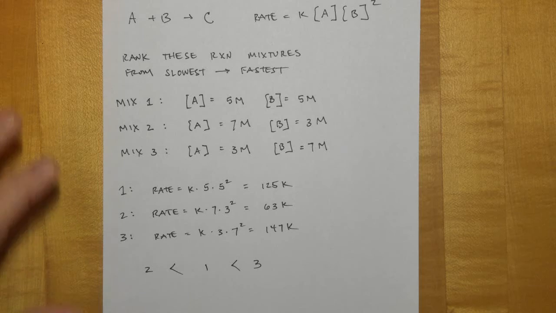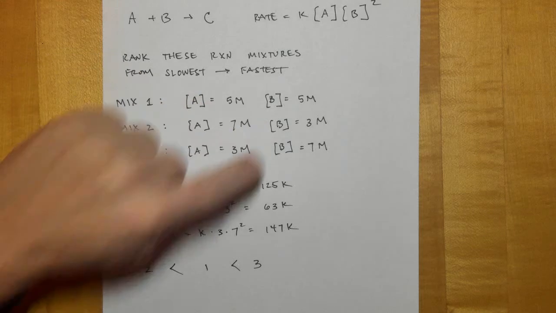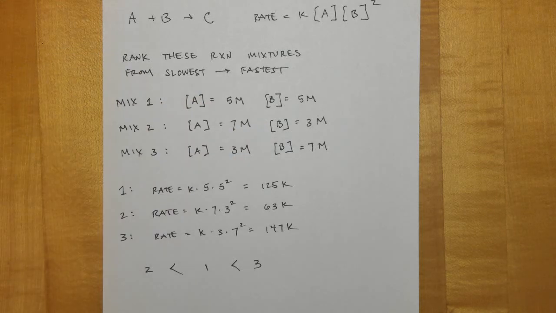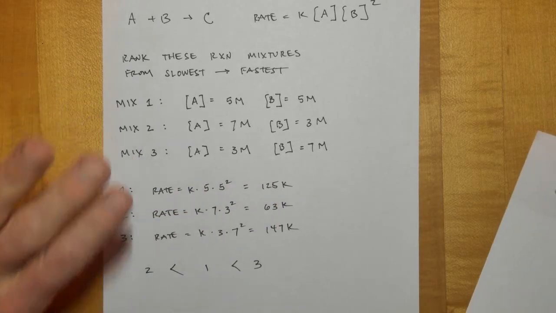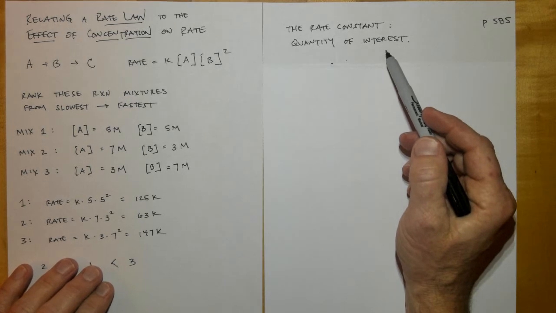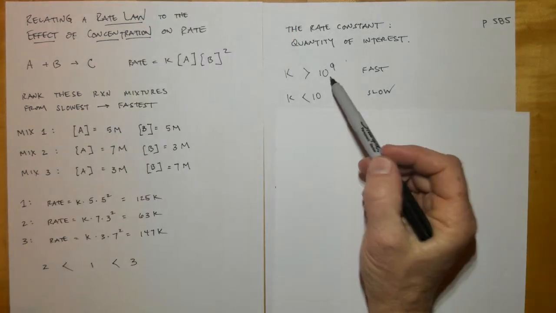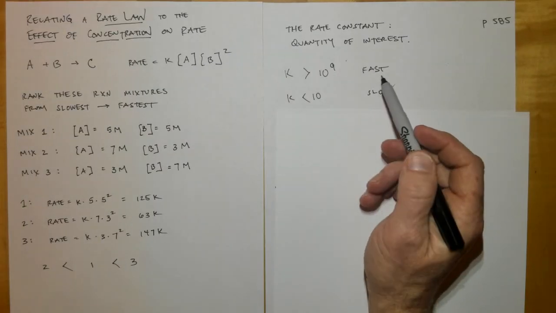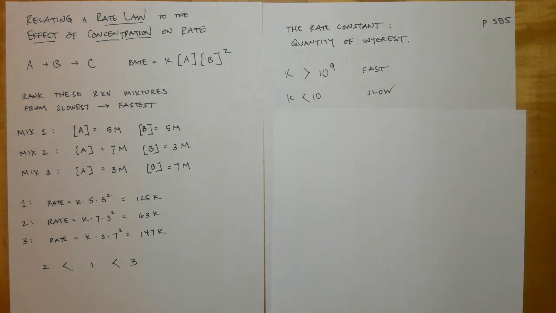So the rate of a reaction is obviously affected by the initial concentrations of those reactants, but it can be very much changed by what K is. We did it by saying K stays the same in this reaction, but the rate constant is many times the quantity of interest if you're comparing different reactions to know if it's going to be really fast or not. So if K is really big, like 10 to the 9th or bigger, then you know the reaction is going to be really fast. If K is less than 10, then you know it's going to be a really slow reaction. Those are just possible ranges.